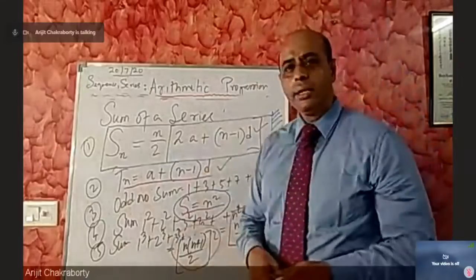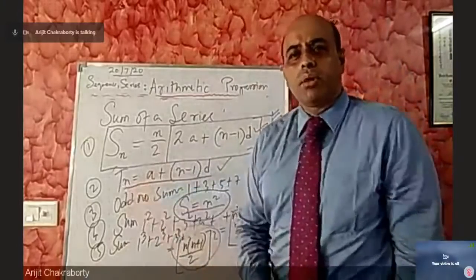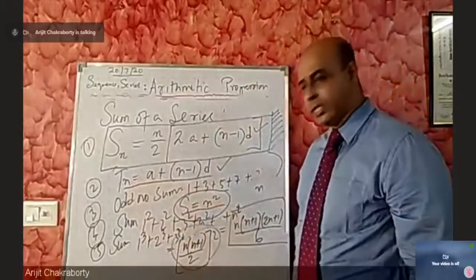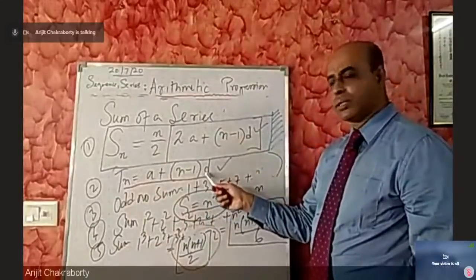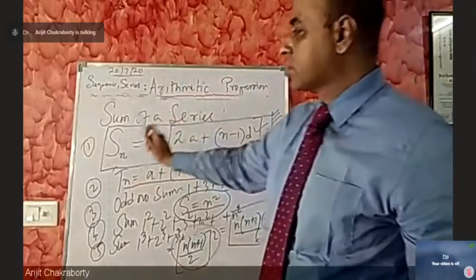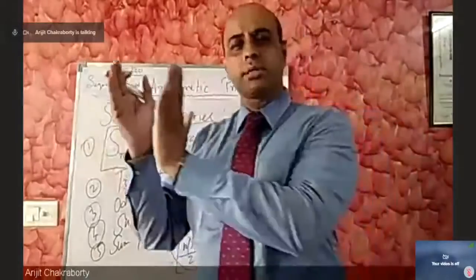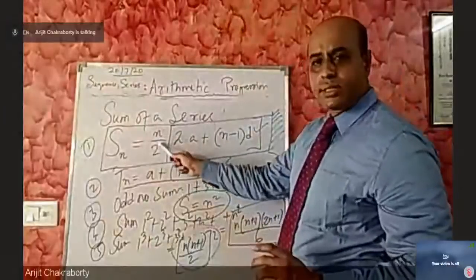So once again, I am repeating the formulas. The nth term of an arithmetic progression is a plus n minus 1 into d, where a is the first term, d is the common difference, and n is the number of terms. Then we saw the sum formula, the summation. So 1 plus 3 plus 5 plus 7 plus so on. The sum is n by 2, where n is the number of terms.